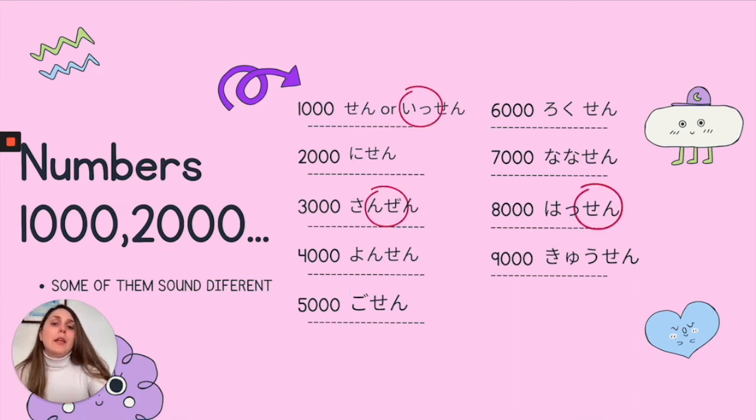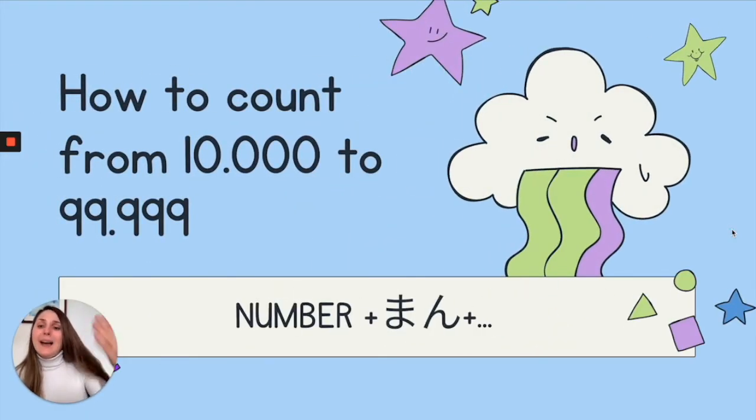Then the other numbers like 2,000, ni sen. Then 3 is again different because it's san, zen with a z sound. Then yon sen, go sen, roku sen, nana sen. Well, you could also say shichi sen, but I usually say nanasen, but both are correct. And then here, again, a little bit different because it's hassen, not hachisen, hassen. And then kyusen. So you keep in mind that 1, 3, and 8 are pronounced a little bit differently, but really it's just saying the number and then sen. Again, we add up to say the others. But really it's always the same pattern.